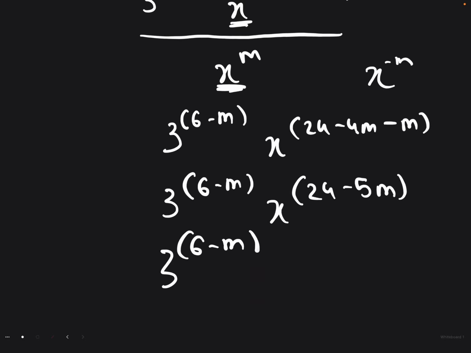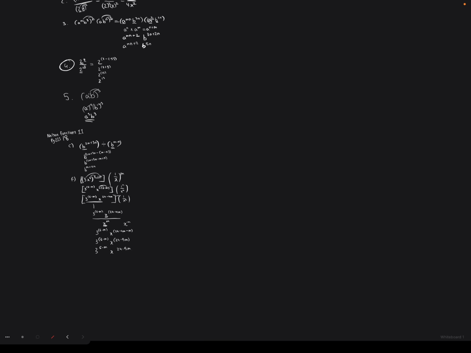3 to the 6 minus m. We could remove these brackets if you like. I usually prefer them on, but you guys could also remove them because it doesn't really matter. Same thing. Let's see what other question we could do in this textbook.